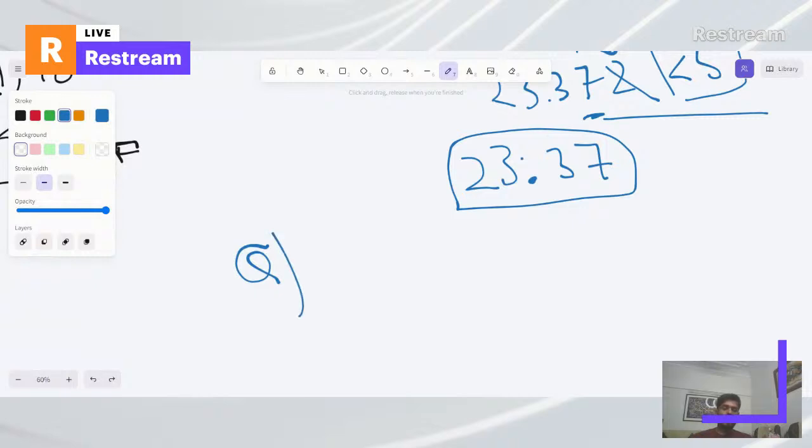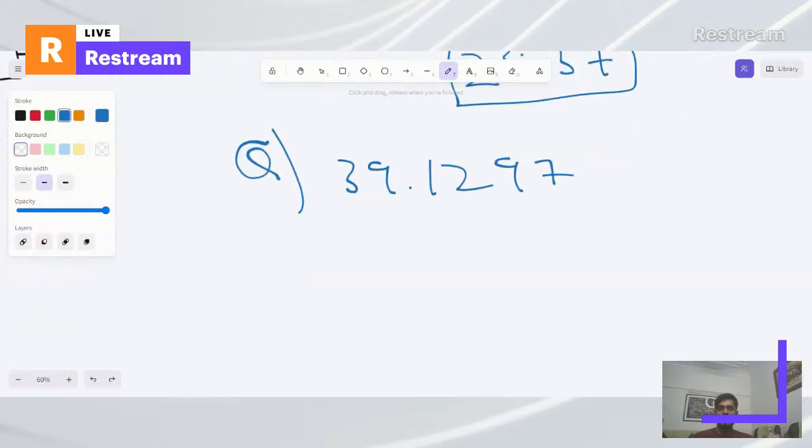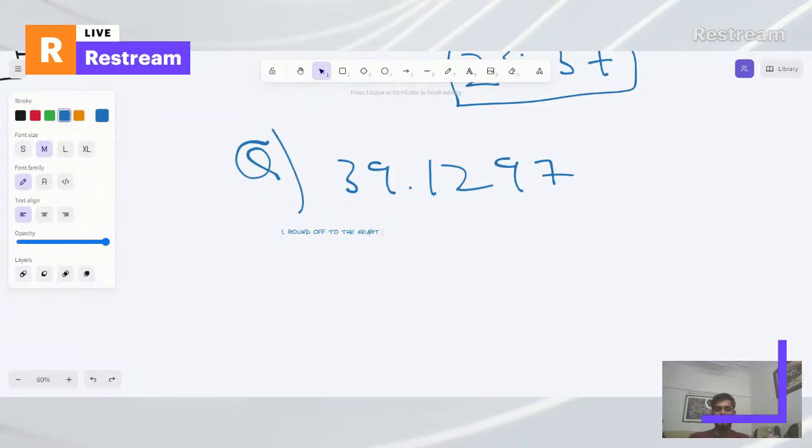Okay, so we're gonna do a couple of questions now. Let's say that we have 39.1297, right? Now we have to first round it off. In the first part, round off to the nearest tenth.